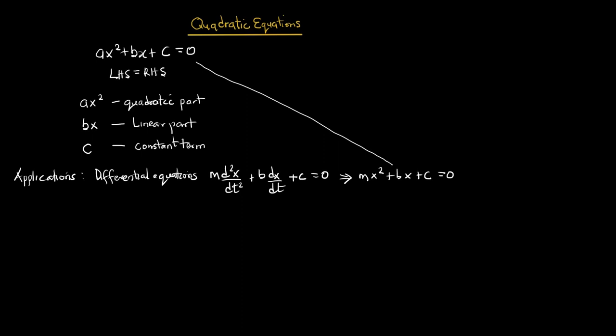We could also have electrical circuits, that would appear in the form of, for example, 10i squared plus maybe 5i plus 6 is equal to 0. Here I indicates the current passing through the circuit.